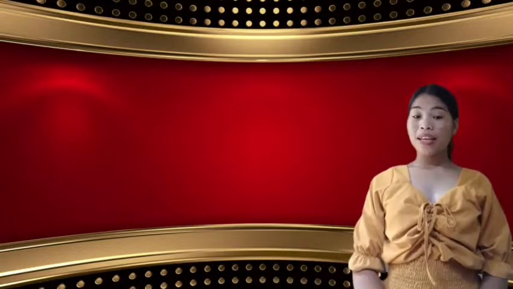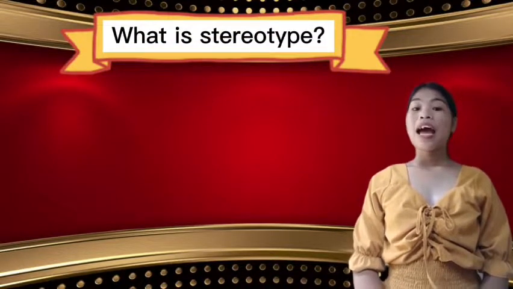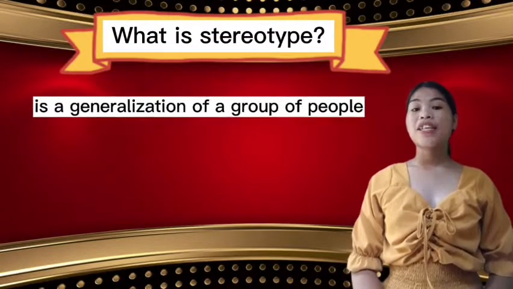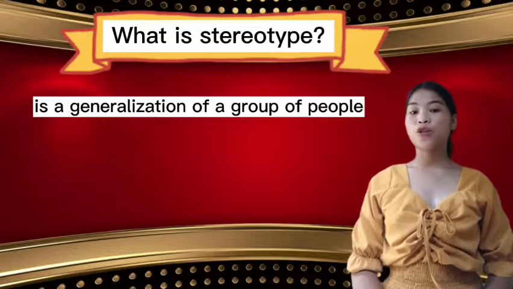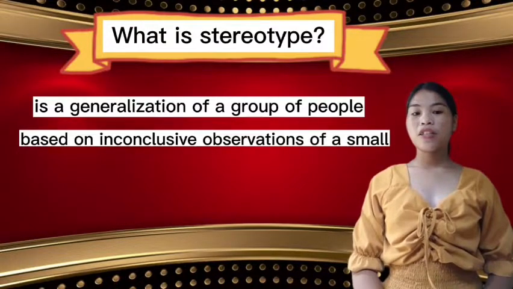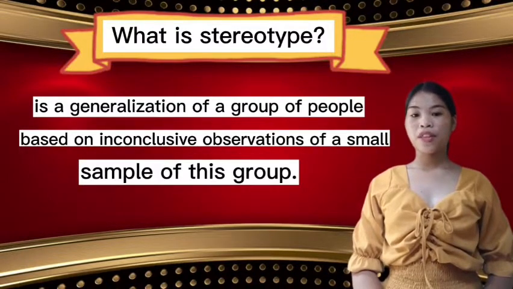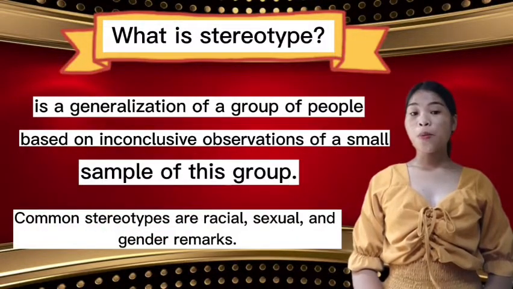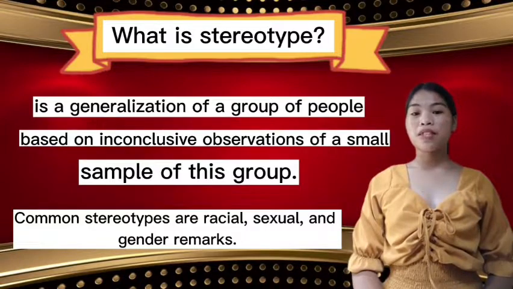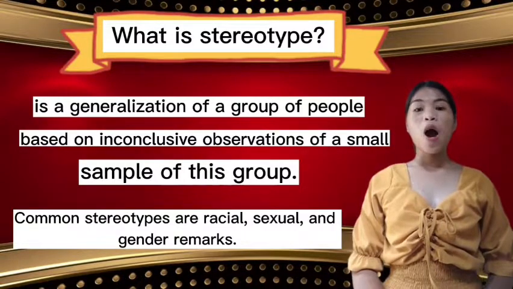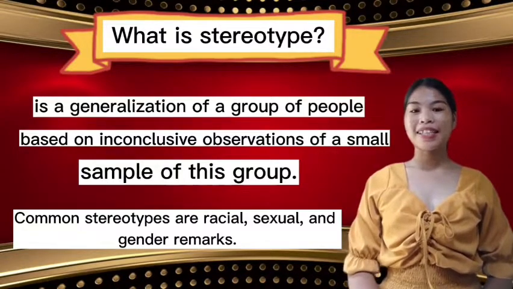First, what is stereotype? A stereotype is a generalization of a group of people based on inconclusive observations of a small sample of this group. Common stereotypes are racial, sexual, and gender remarks. Stereotyping is caused by preconceived judgments of people one comes in contact with, which are sometimes unintended.